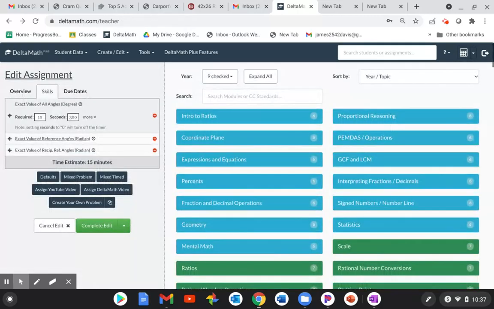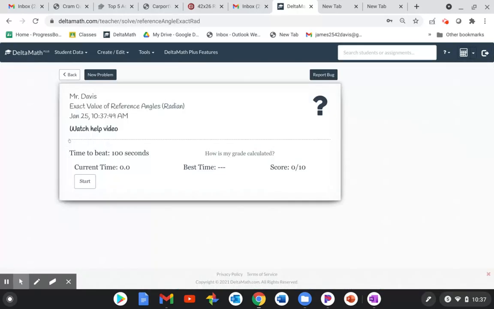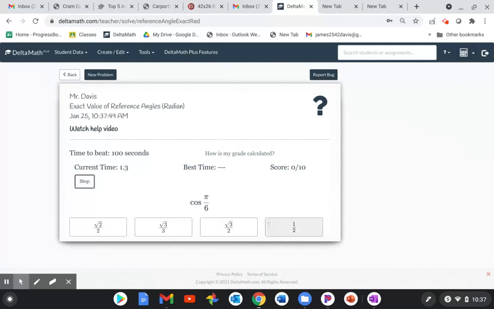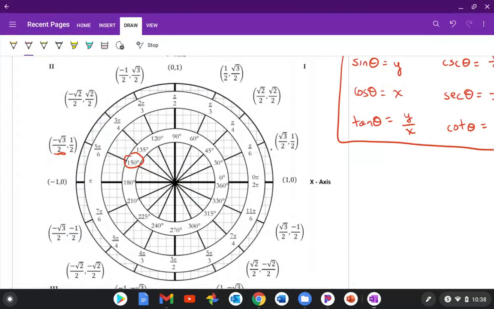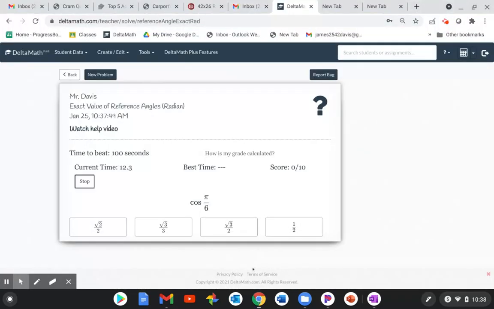The next one is going to be in radians. The first section is just all going to be the main reference angles, meaning the first quadrant angles. So the cosine of pi over 6, you're just going to go to pi over 6, which is right here. Cosine is the x, so it's radical 3 over 2.